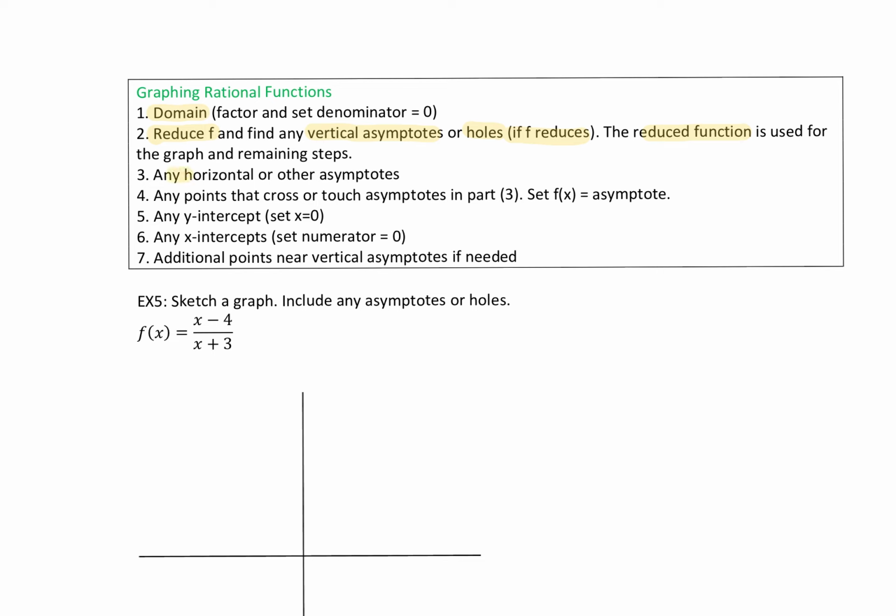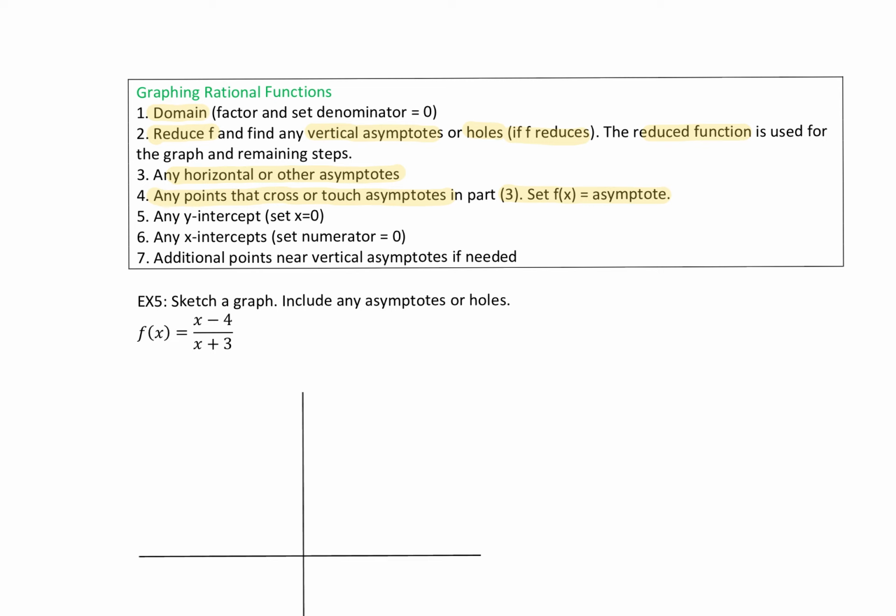Part 3, find any horizontal or other asymptotes. Again, we're going to use the reduce function if it reduces. And then if you do have a horizontal or oblique asymptote, find any cross or touch, because it is possible that it could cross or touch. And how you do that is you take your asymptote and you set your function equal to the asymptote. So we'll go through an example so you'll understand what I mean by that. That's just finding asymptotes, holes, and any cross-touch points of your horizontal or oblique asymptotes.